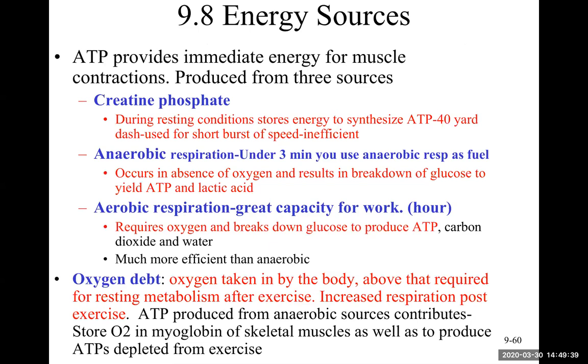All right, now in terms of the ATP energy sources right here, keep in mind, just very quickly discussing these and their function. There are 3 primary sources of how we can produce ATP: creatine phosphate, anaerobic respiration, and aerobic respiration.